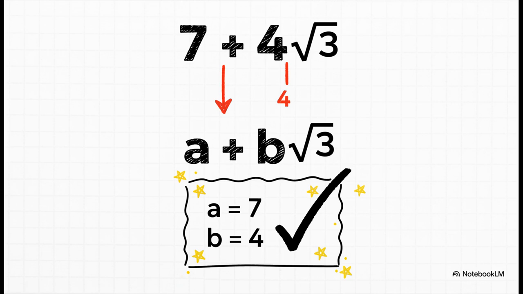And now for the final easy part. We have 7 plus 4 root 3 is equal to a plus b root 3. All you have to do is match them up. The rational part, a, has to be 7, and the part with the root 3, b, has to be 4. And there you have it. Problem solved. You've found a and b.